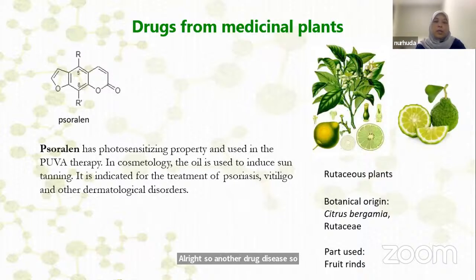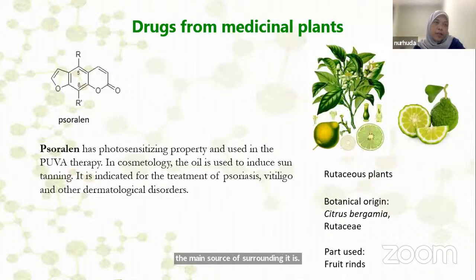Okay, next. All right, so another drug is psoralen. Psoralen is from a rutaceous plant. Any citrus plant is a rutaceous plant, from the Rutaceae family. Okay, and this is Citrus bergamia, we call it bergamot. This is the main source of psoralen.